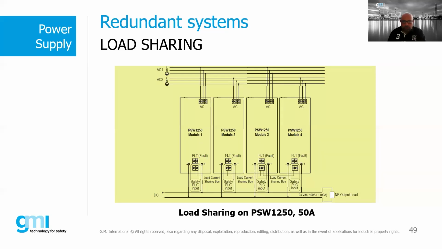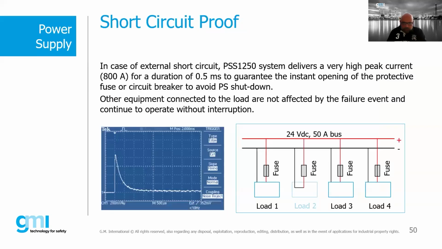The last thing, which is kind of important, is a feature called short circuit proof protection. This system ensures that in the event of a short circuit of one of the loads connected to the power supply system, there is not a complete shutdown. So when our power supply detects a short circuit on the line, it sends a current peak that can reach up to 800 amps for half a millisecond. This current peak can interrupt the protection fuse or the circuit breaker associated with the specific load, so it's not going to affect the operation of the other loads.